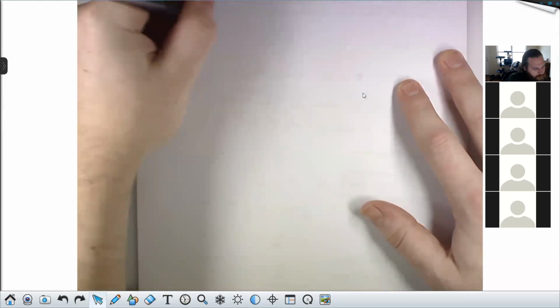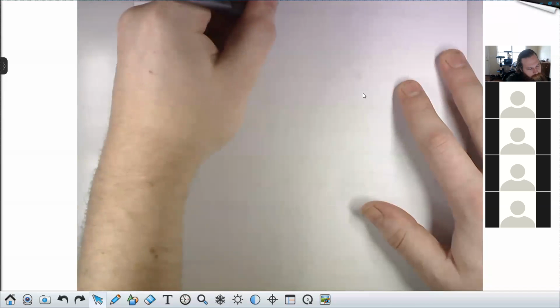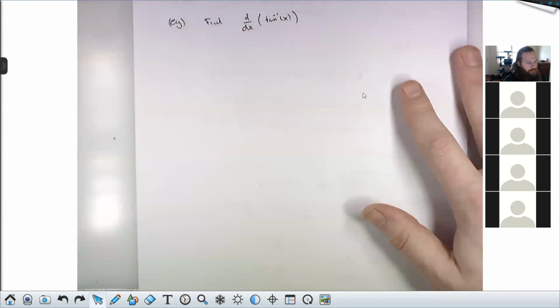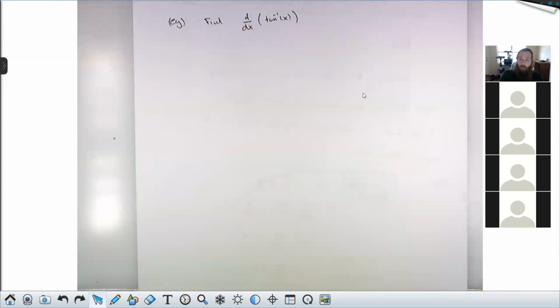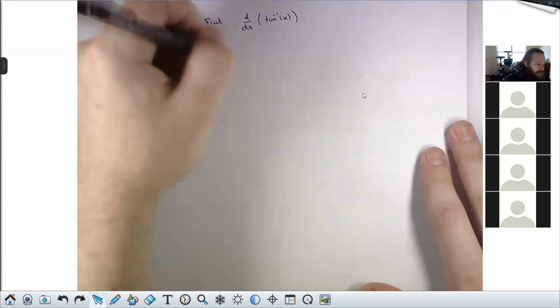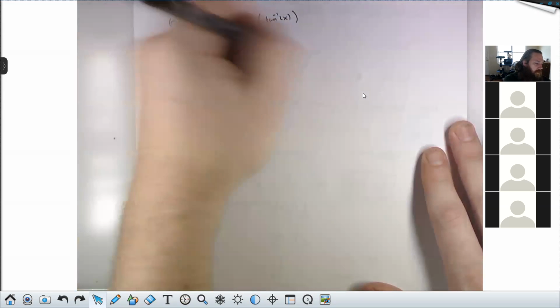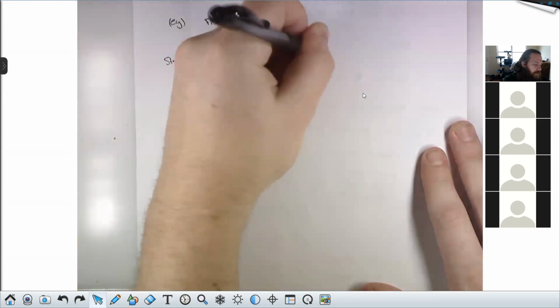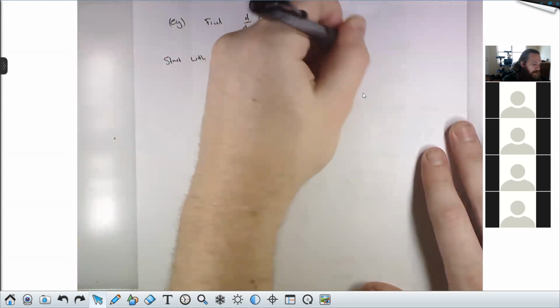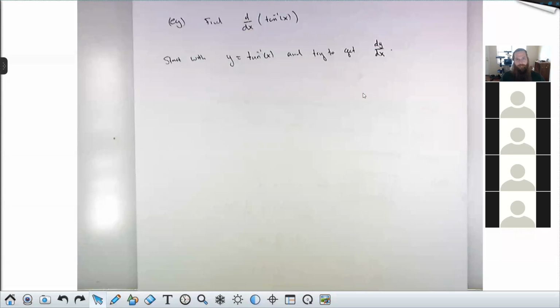Let's find the derivative of the inverse tangent function. This is the nicest one. Think about what we just did with the natural log function. We're going to start with y equals the inverse tangent of x and try to get dy dx. That's our goal.